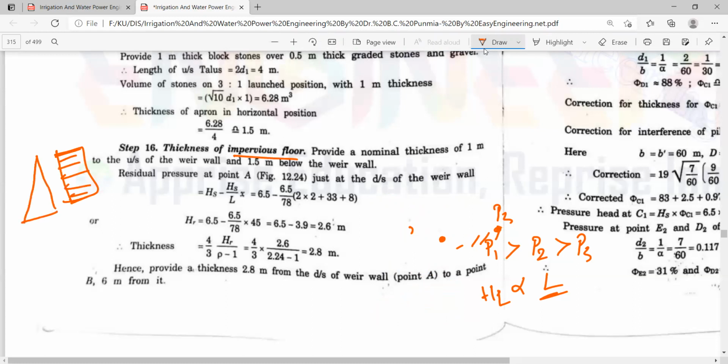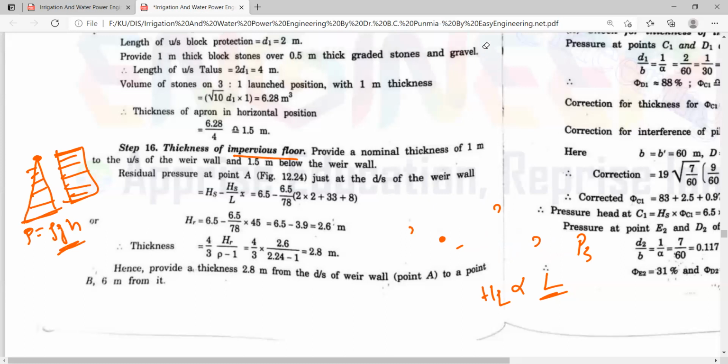So this is the water pressure variation. At the top the pressure is 0, at the bottom P is equal to rho g h. So the variation is linear, and using the linear variation we can calculate the pressure at different levels, different points, different lengths at various sections.